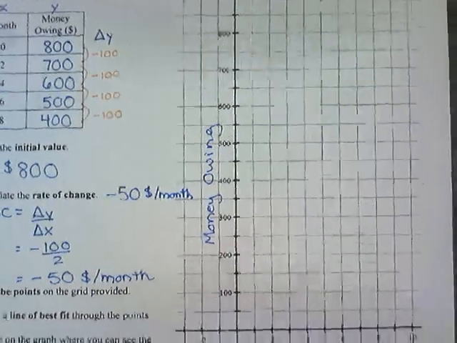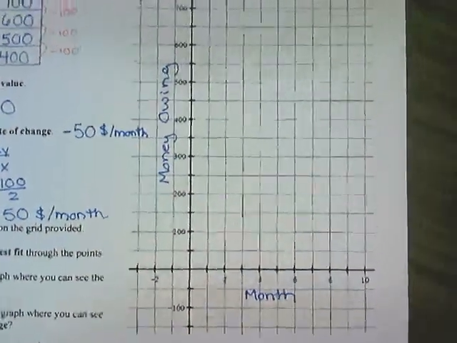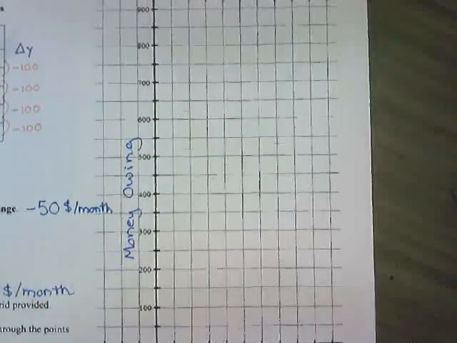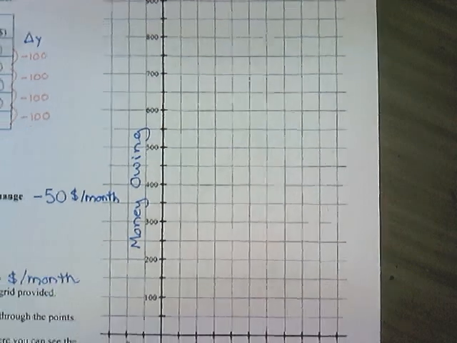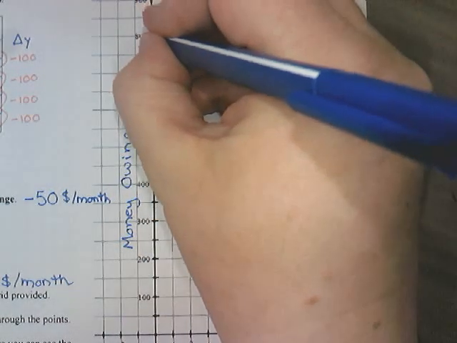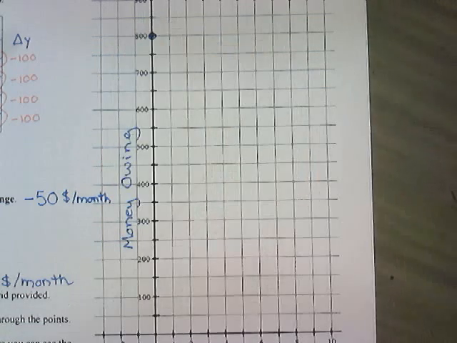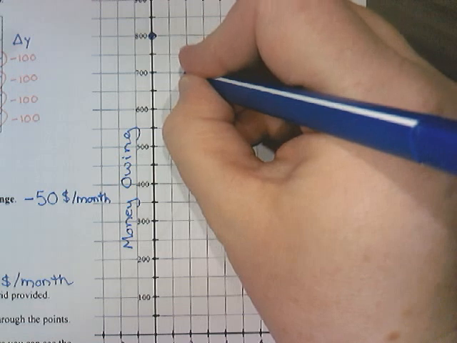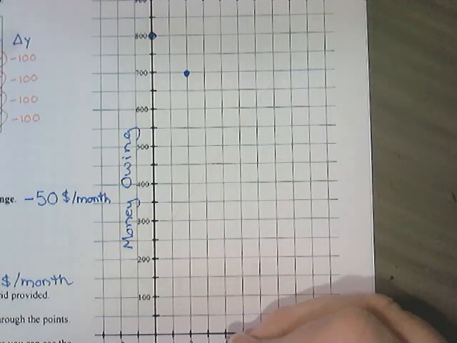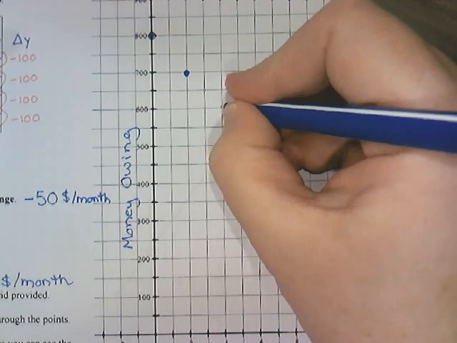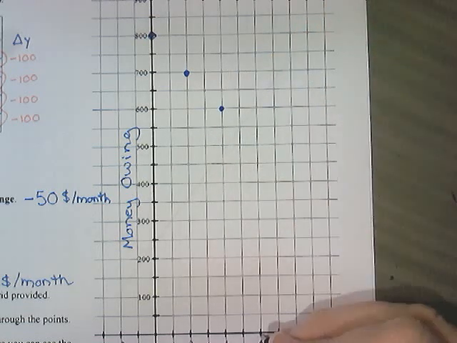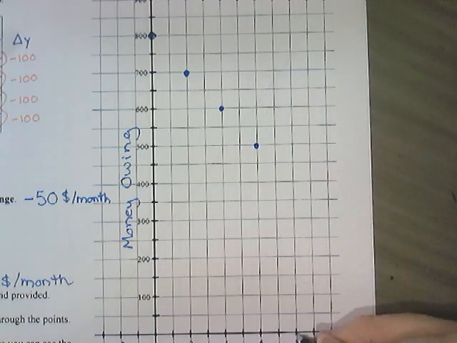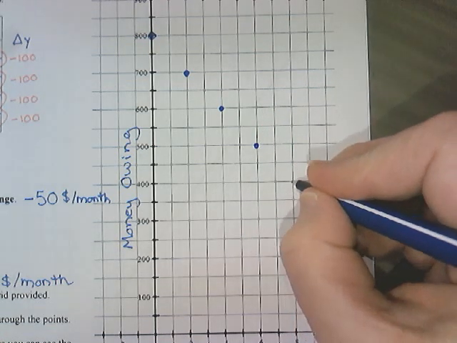Okay, so we have 0 and 800. All right, well, there's 0, and then 800 is way up at the top. So 0 and 800 right there. All right, 2 and 700. 4 and 600. 6 and 500, and then 8 and 400.